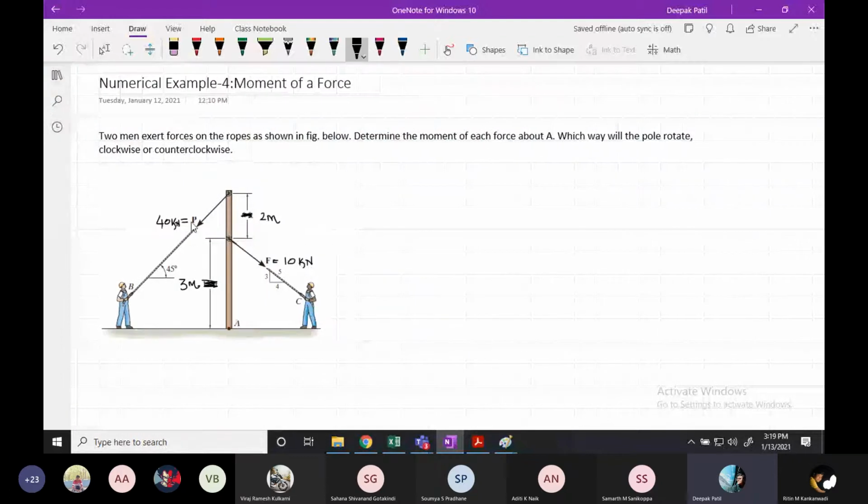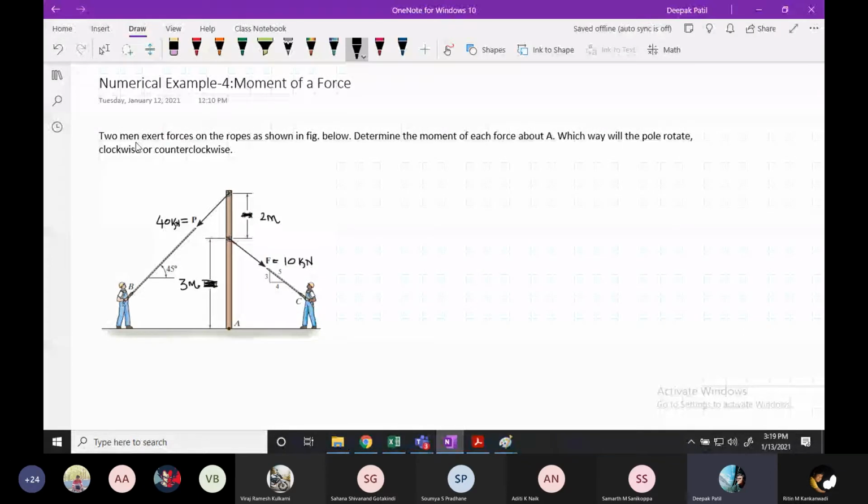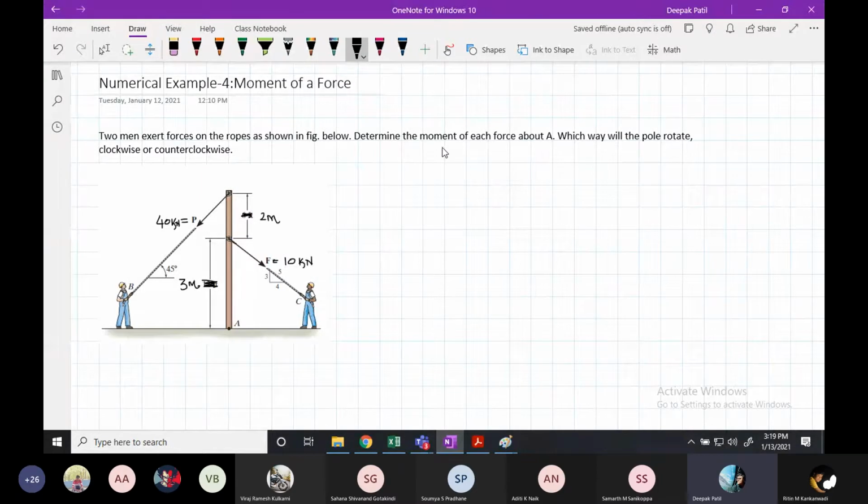Now here, the thing is, two men exert forces on the rope. These are the two ropes. Two men exert forces on the rope as shown in the figure below. Now determine the moment of each force about A. So this is your point A, and about this point you have to find out the moment produced by each force, that is the force by each rope which is being pulled by two men.